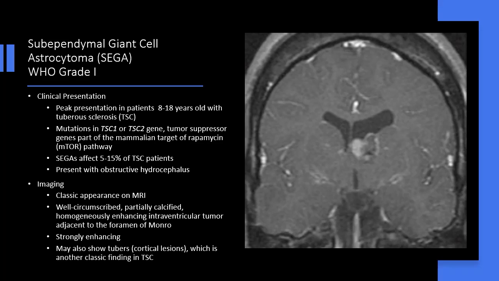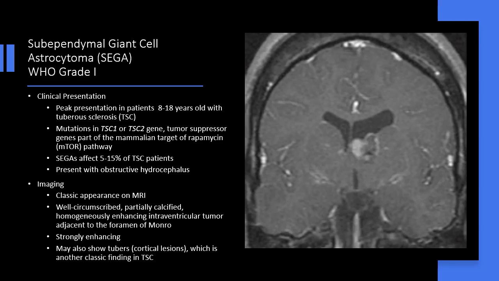Although typically a slow-growing tumor with low risk of transformation, they often become symptomatic as a result of obstruction of the ventricular system as these tumors grow. On MRI, they have a characteristic appearance with a well-circumscribed, partially calcified, homogeneously enhancing lesion adjacent to the foramen of Monro. They enhance strongly with contrast on both CT and MRI.